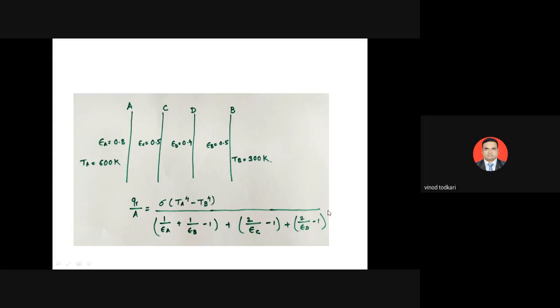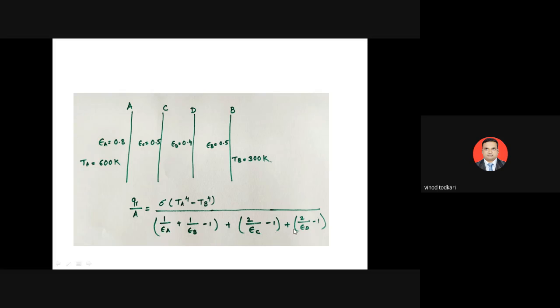So we will use one more bracket. And what is the formula over there? 2 upon emissivity of shield minus 1. See, if no shield is there, these two terms will not be there. Concentrate on the denominator. QR upon A is equal to sigma into bracket TA raised to 4 minus TB raised to 4 divided by this denominator. Now focus on this denominator.